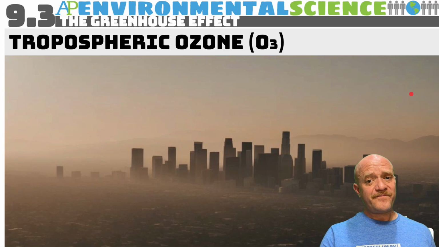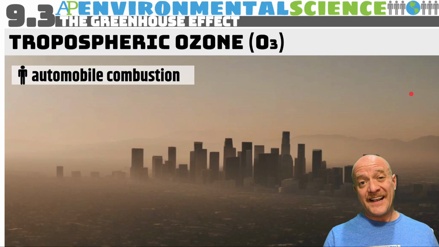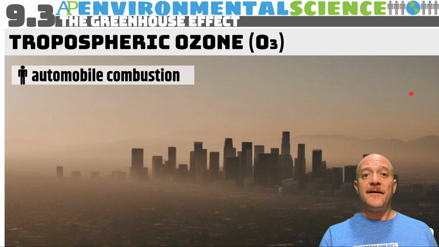Another one, we've talked about this, is tropospheric ozone, which is also a greenhouse gas. And it's a secondary pollutant, remember that. Also a criteria air pollutant from automobile combustion. And it is formed from nitrous oxides reacting with volatile organic compounds, or VOCs, in the presence of sunlight.